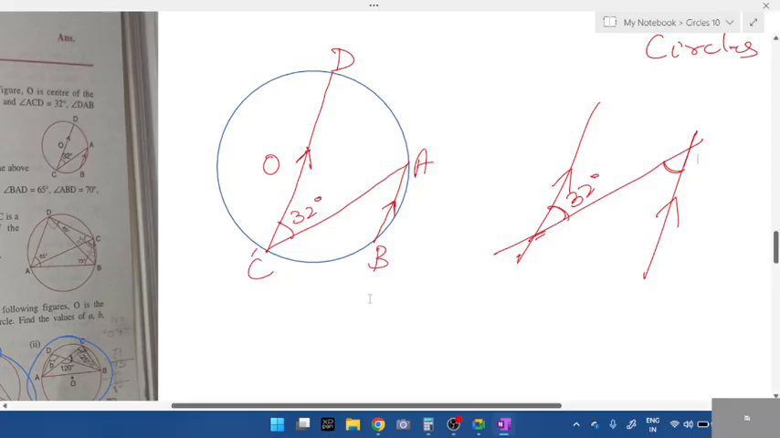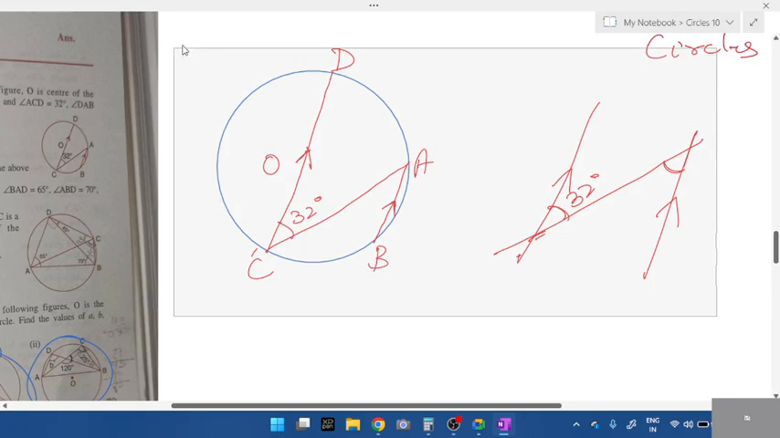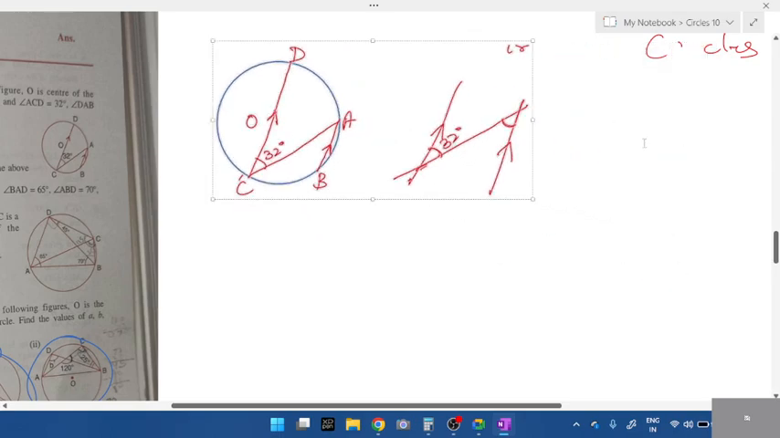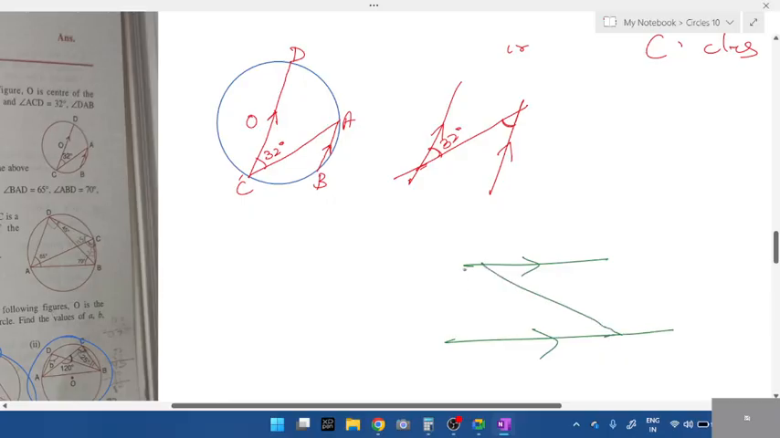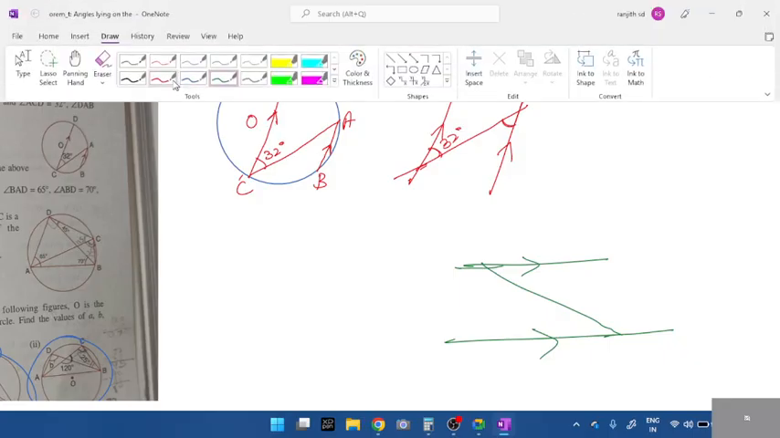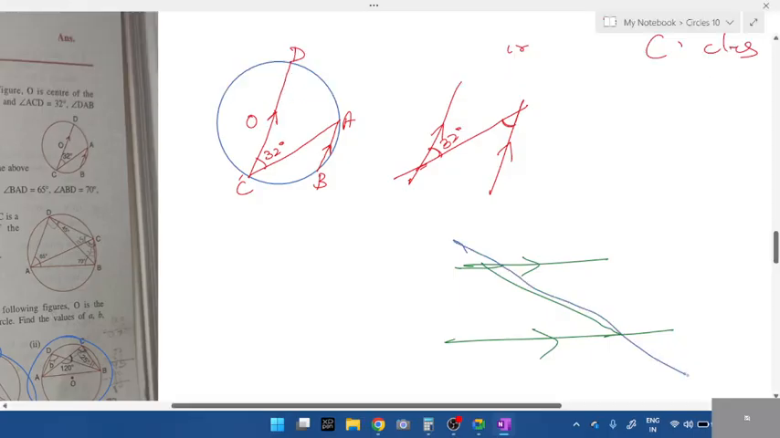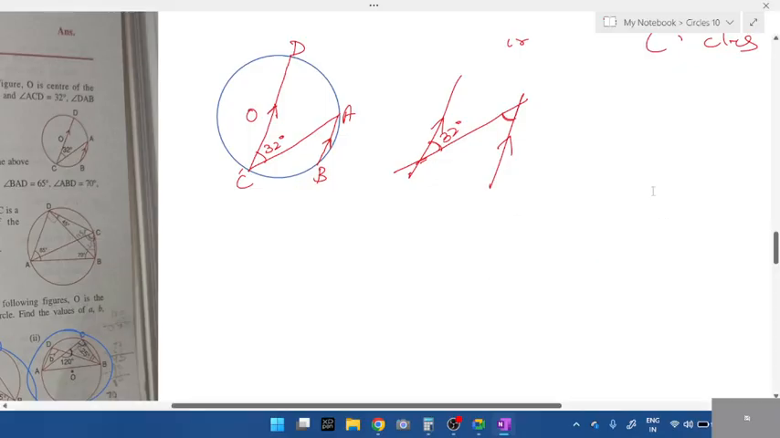Interior alternate. Those who don't know, I'll explain. See, look at this, students. Let me explain interior alternate. These two are parallel lines, right? In parallel lines, if a transversal goes like this, whatever angles you get, are they inside or outside the parallel lines? Inside. Which position are they in? Inside. Are they in an alternate position? Yes, alternate position.